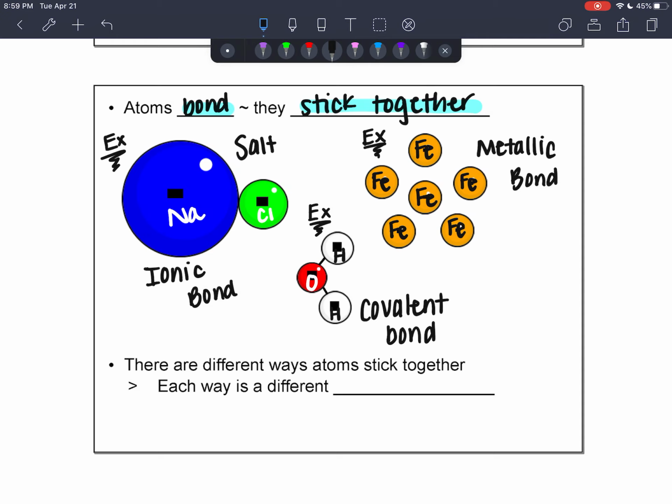Once again, I'm going to talk a little bit more about what these three bonds are and what makes them different from one another. But what we just need to know is that all of these atoms are sticking together in different ways. And each different way that they stick together is a different type of bond. And for our purposes, there are only three types.